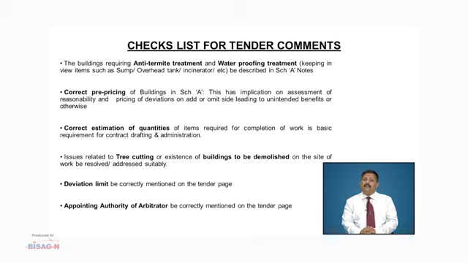These are included in the Schedule A notes. Correct pre-pricing of buildings in Schedule A. This has implications on assessment of reasonability and pricing of deviations on add-on or omit side, leading to unintended benefits or otherwise. So they are discussed threadbare. Correct estimation of quantities is prerequisite and is a must for all the items required for completion of the work, whether it is basic or special, and it is the requirement of contract drafting and administration which is also looked after.